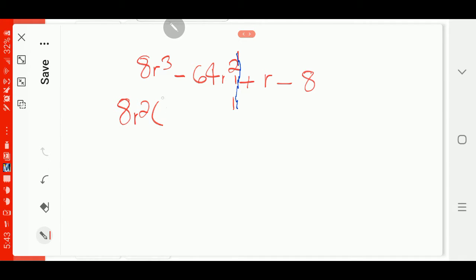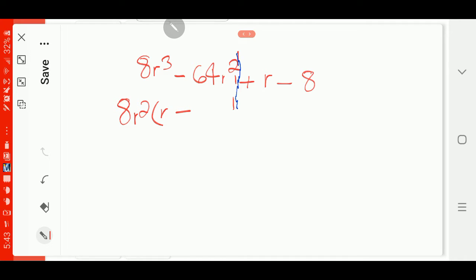So 8r squared, what do we have to multiply 8r squared by to get 8r cubed? It's just r. All right, because 8r squared times r is 8r cubed. We have the 8 that carries.